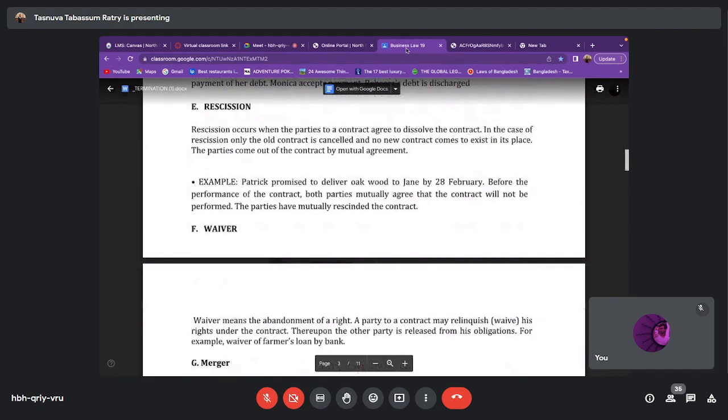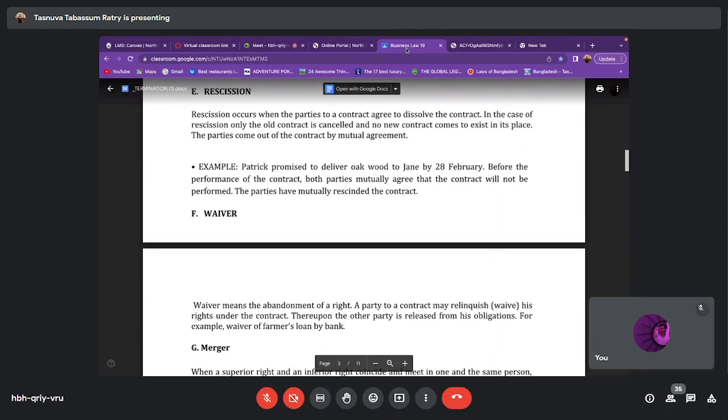Then comes rescission. Rescission কখন হয়? আমরা দেখলাম that rescission মানে কি? Rescission occurs when the parties to a contract agree to dissolve the contract entirely. So the old contract is cancelled and there is no contract between the parties. As a result, the old contract has been discharged, terminated by rescission. That is also a method to terminate a contract by mutual agreement.